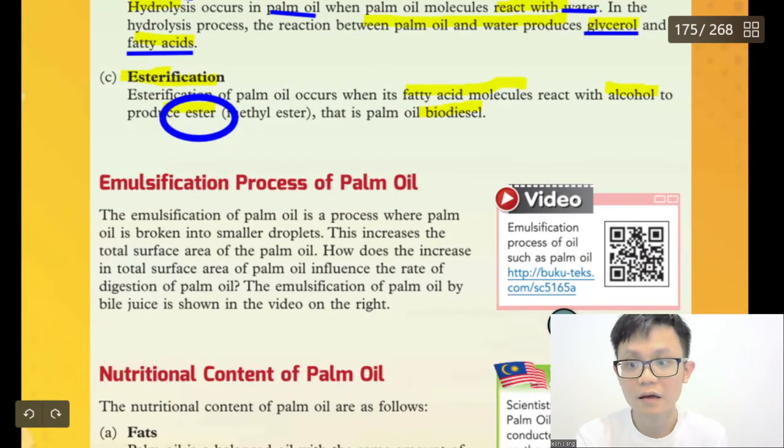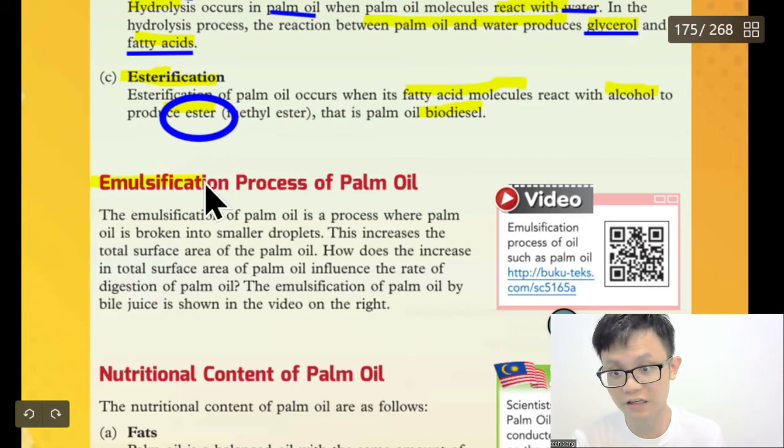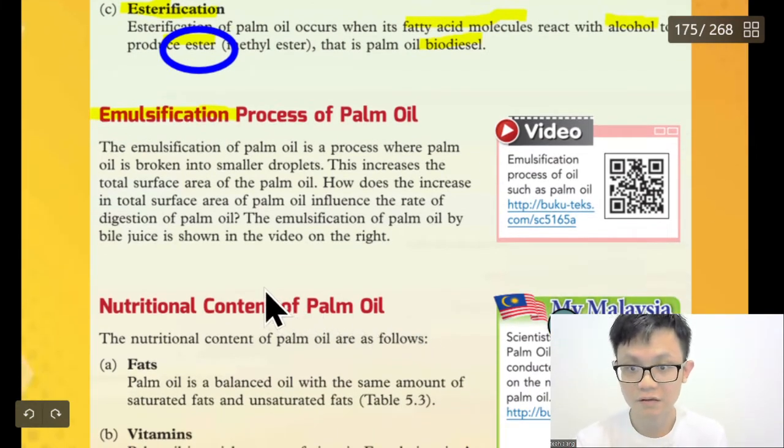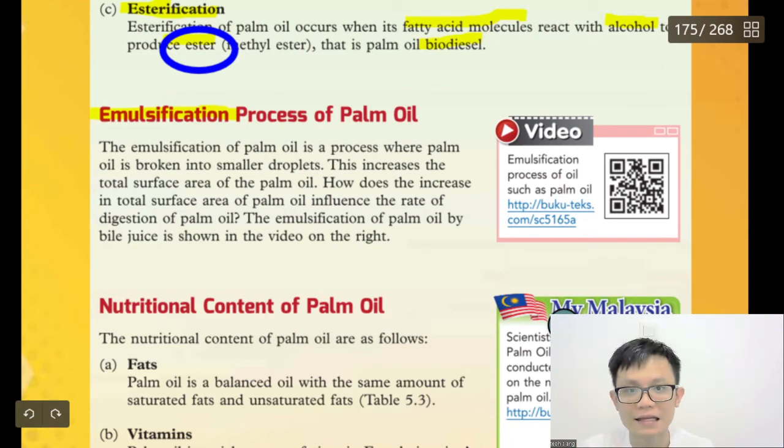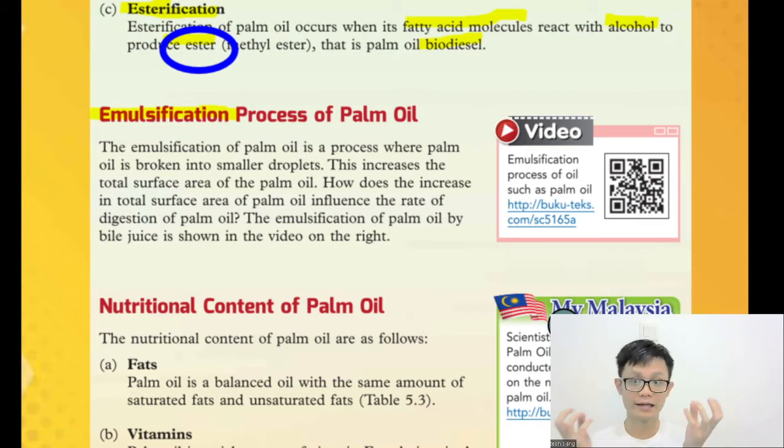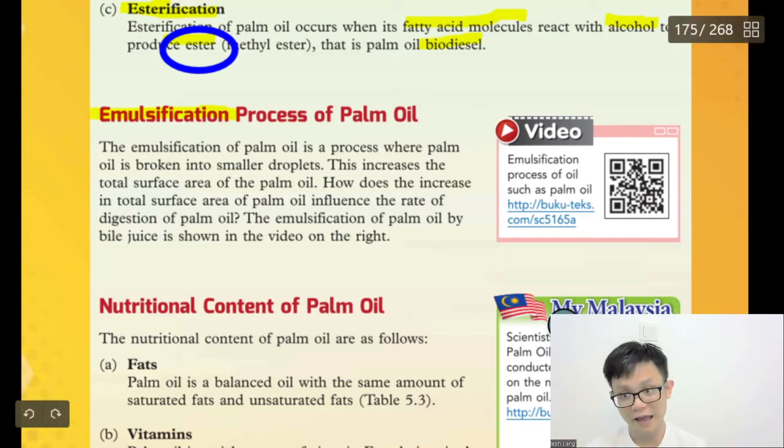Okay, emulsification of palm oil. What is emulsification? Emulsification is a process of mixing two liquids, because we know that oil and water cannot mix, correct or not? Can you mix oil and water? Cannot, because when you put the water, you put the oil, you stir, the oil goes up, the water goes down. But in emulsification, we can mix it.